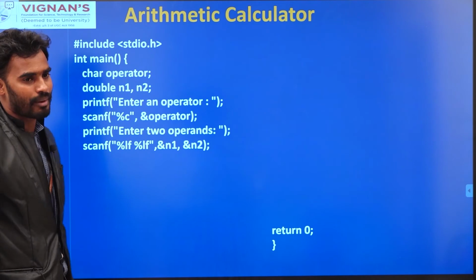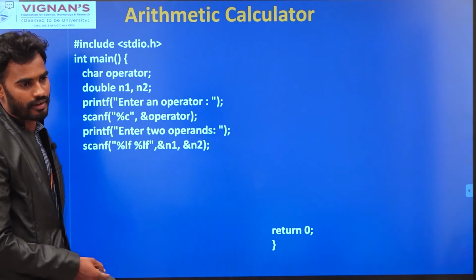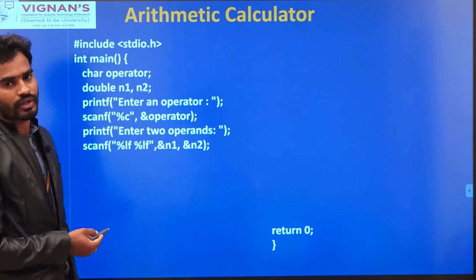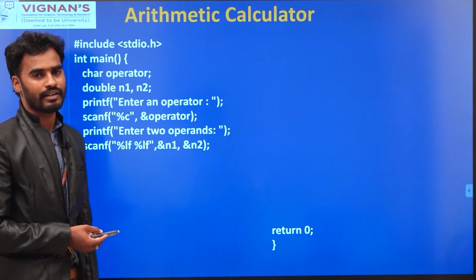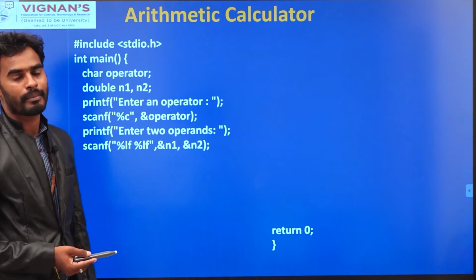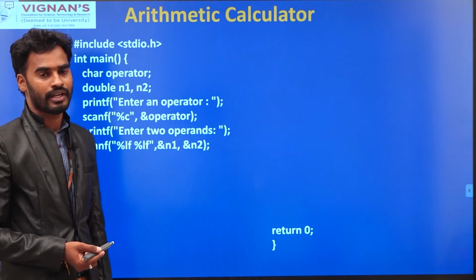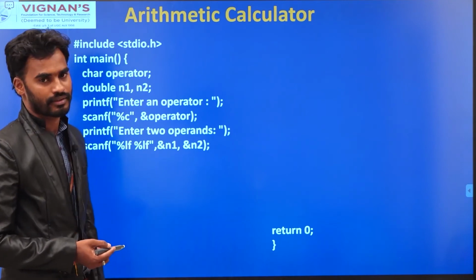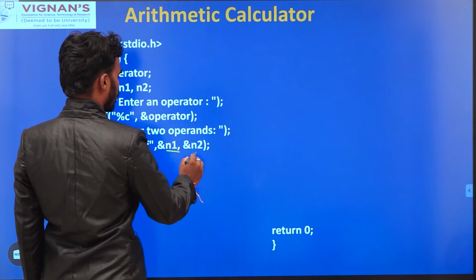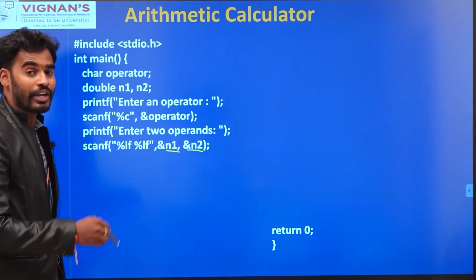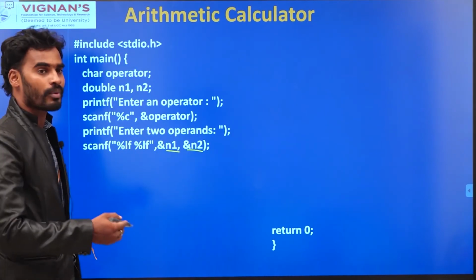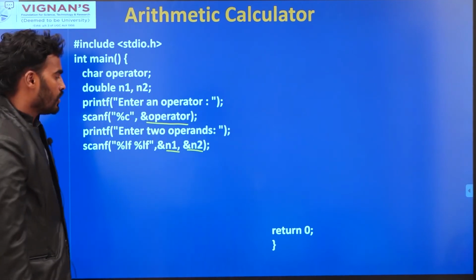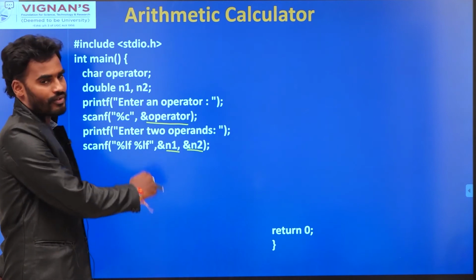Okay, so this is a simple example that makes use of the else if ladder. What we are doing is designing an arithmetic calculator which performs basic arithmetic operations like addition, subtraction, multiplication and division. For that you need three inputs: two operands, n1 and n2, and an operator to perform on those operands.